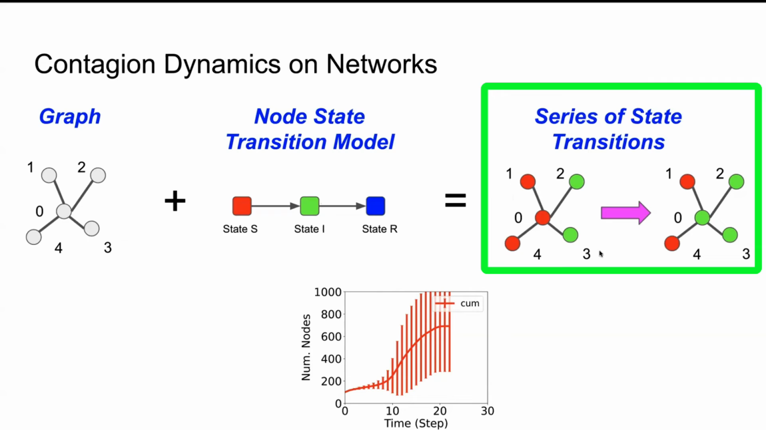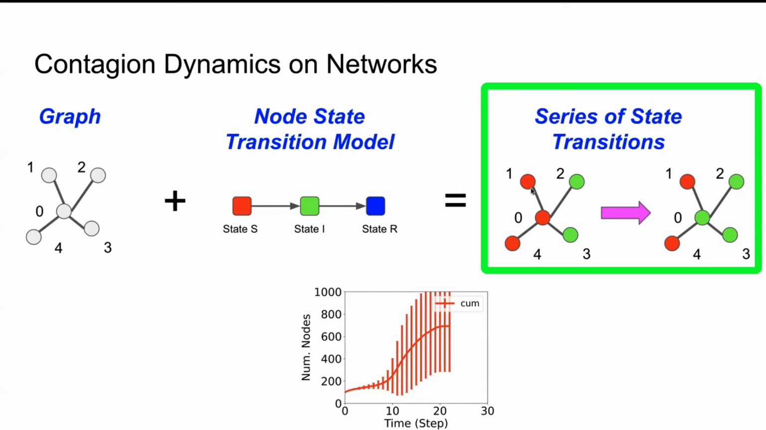So here in the graphic, we have the same 5-node graph, and now 3 of the nodes are red and 2 are green. The 2 green nodes are infectious and they can infect other nodes. And in fact, that's what happens at the next time step indicated by this magenta arrow. At the next time step, all the states of the nodes are the same except for the center node. It went from red to green, which means it went from the susceptible state to the infectious state. Okay, so this is one state transition.